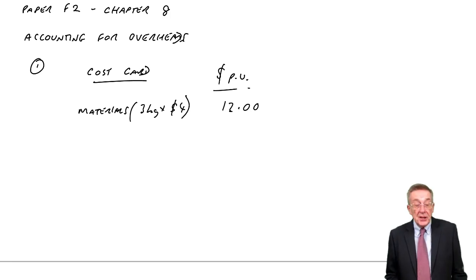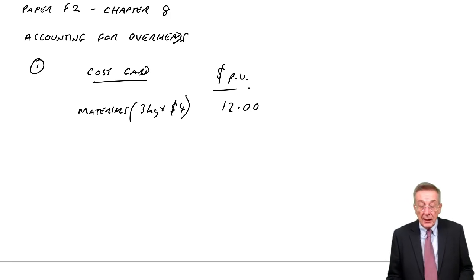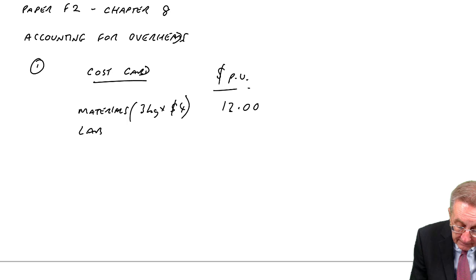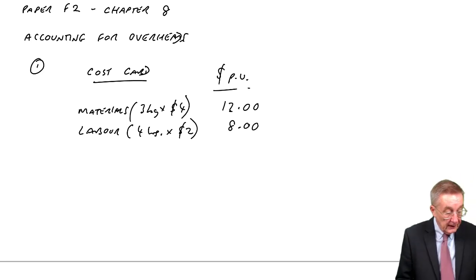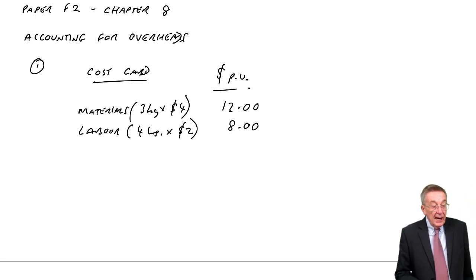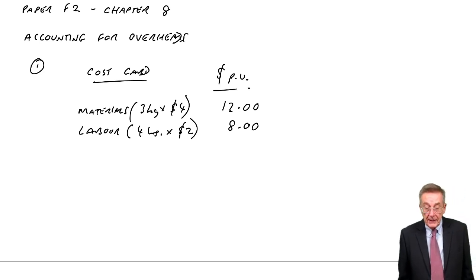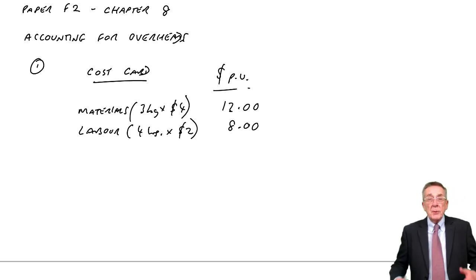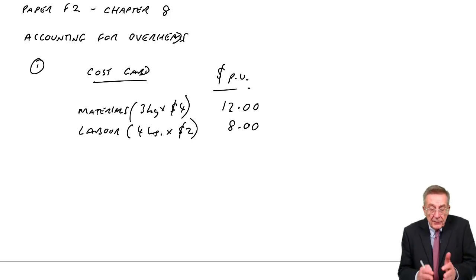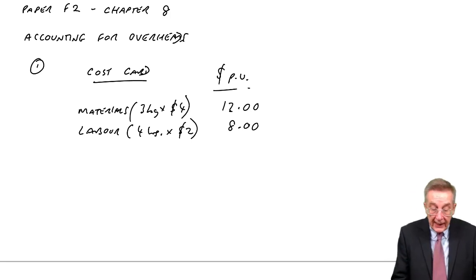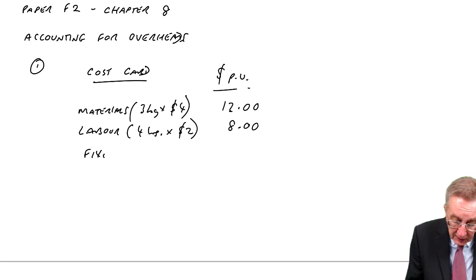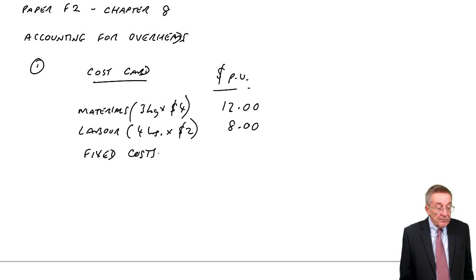It takes 4 hours to produce, and labour is paid at the rate of $2 an hour. So labour, each unit takes 4 hours, it's $2 per hour, there's another $8. We've got fixed costs of production at 700,000. Now on the cost card we want all costs of production, so fair enough, materials, labour, they were easy, but we've got these fixed costs. And here's where we hit the problem.